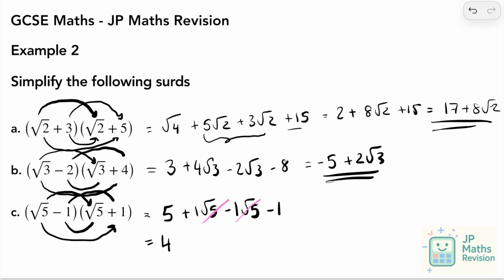This is actually a very special result when we have a surd times itself, the only difference being the minus has been turned into a plus. We call it a conjugate, and when you multiply conjugates with each other, the surd part cancels out, so you end up with a nice number like 4.